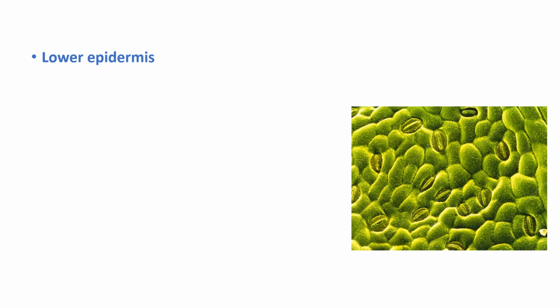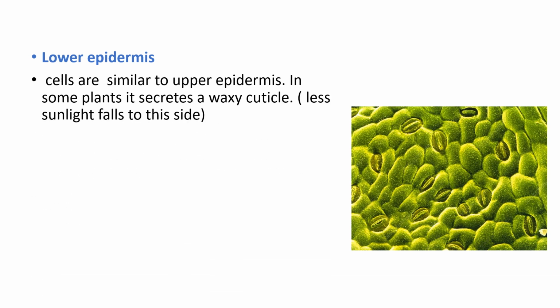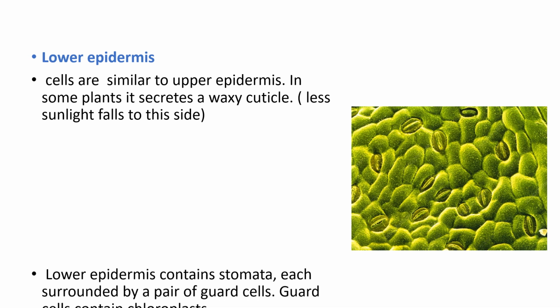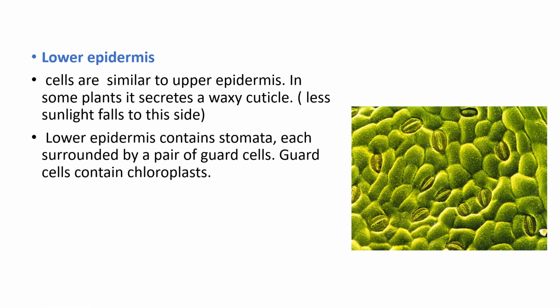Lower epidermis. Cells are similar to upper epidermis. In some plants, lower epidermis secretes a waxy cuticle. Lower epidermis contains a special feature, which is the presence of stomata.